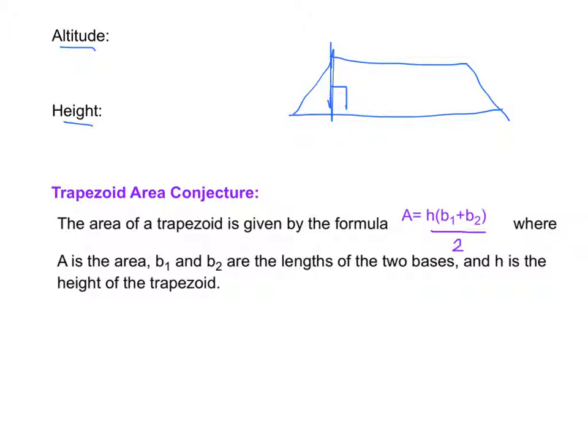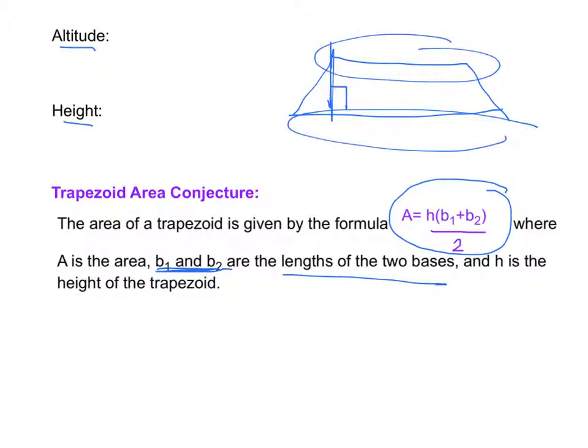The trapezoid area conjecture says that the area of a trapezoid is given by the formula A equals H times the sum of base 1 and base 2, over 2. A is the area, B1 and B2 are the lengths of the two bases, so this is a base and this is a base, and then H is the height of the trapezoid. In essence, you're taking this value here, multiplying it by the sum of this, and then dividing by 2.